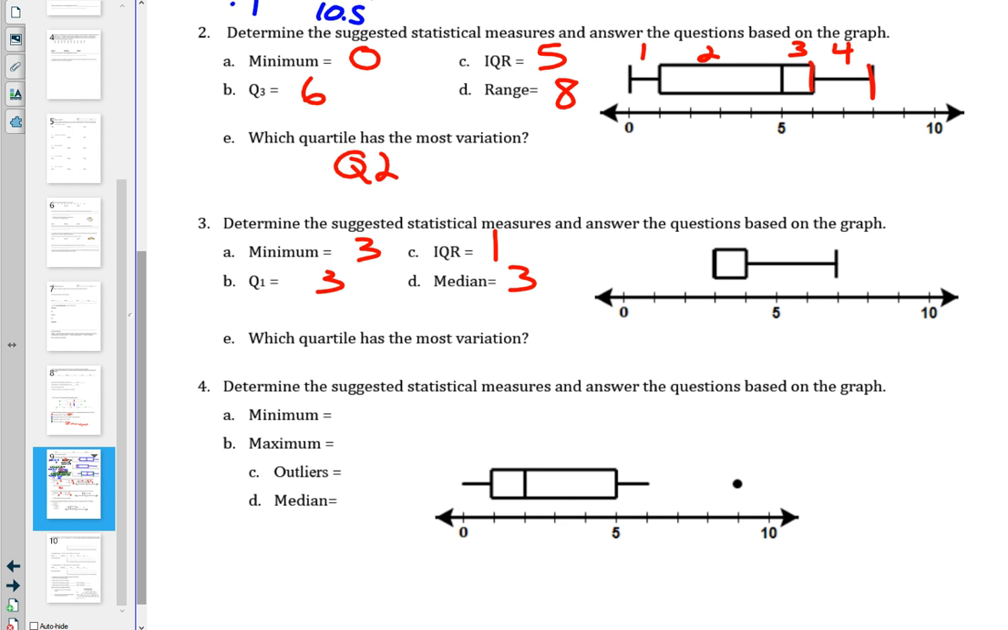No, the third one goes from the median, that's only one unit apart. Yeah, the fourth. The last quarter.